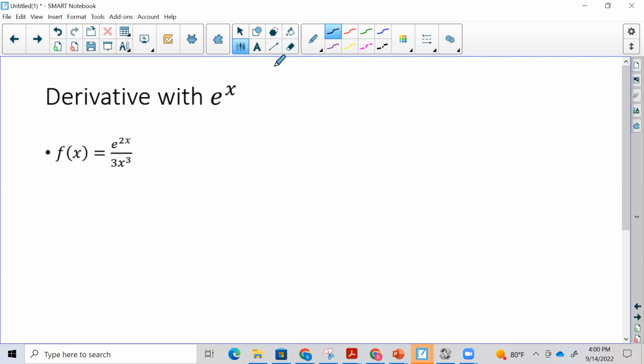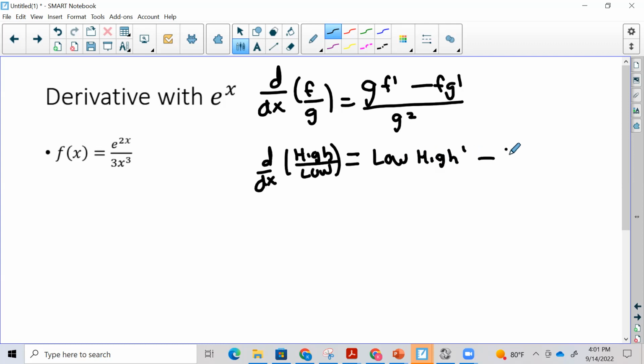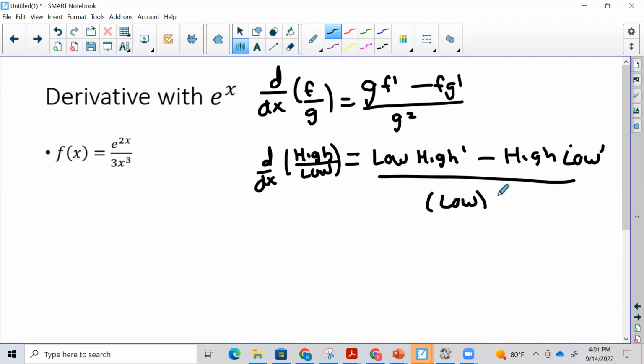So again, the quotient rule, and I'm just going to write it as f divided by g, is g times f prime minus f times g prime all over g squared. Again, you can remember it as the derivative of like the high and the low. So it would be low d high minus high d low all over low squared.